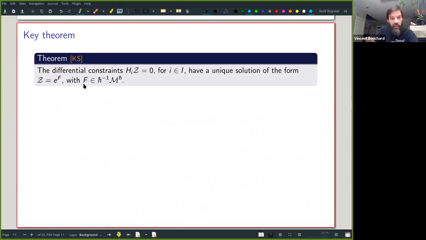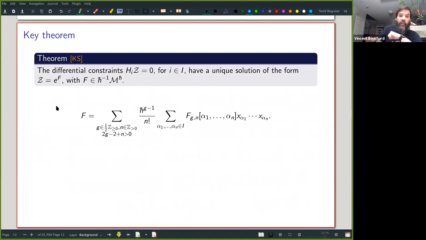And you can be more explicit. The statement that F is in 1 over h bar times this ring here is the statement that you can write a general expansion of this form. So this is the most general form. It means that it has an expansion. It's a formal series in the variable x, formal series in h bar, but starting with 1 over h bar. And g here is a half integer, and n is any positive integer. So the variables here, you have at least one of them. And 2g minus 2 plus n greater than 0 is required, so that all terms here have positive degree. Here I should have said that. So with F here, which has positive degree, according to the grading I introduced.